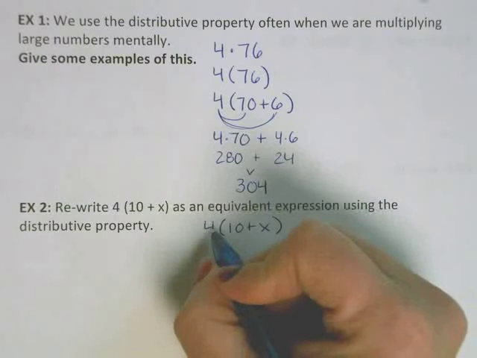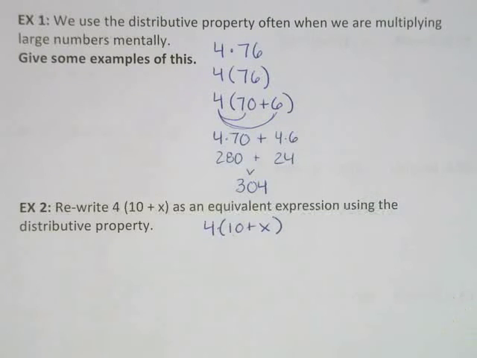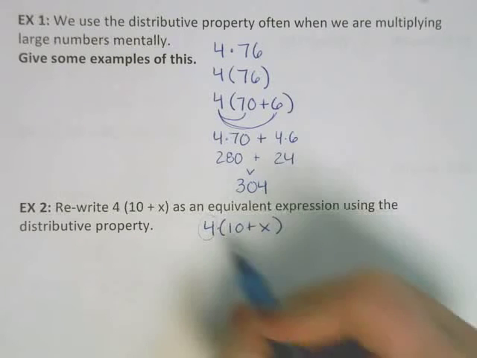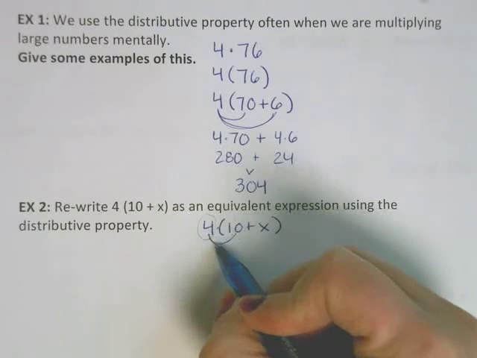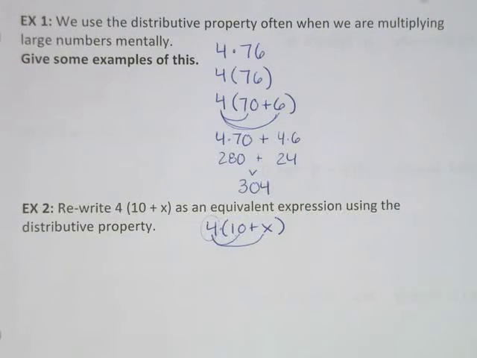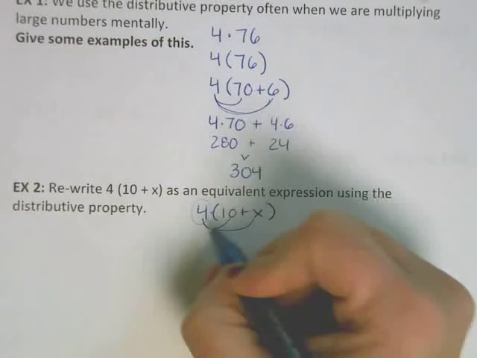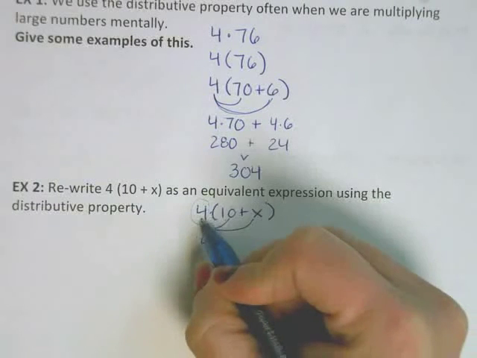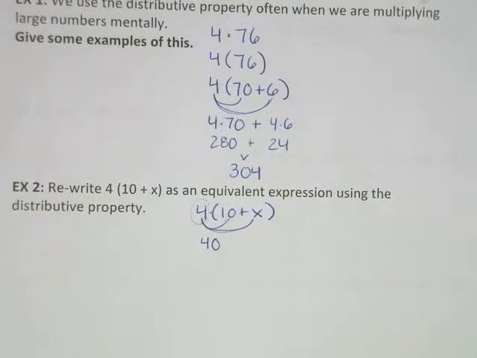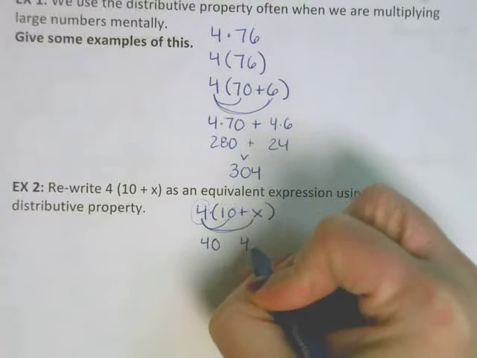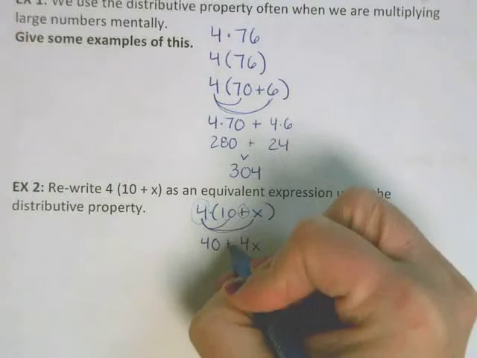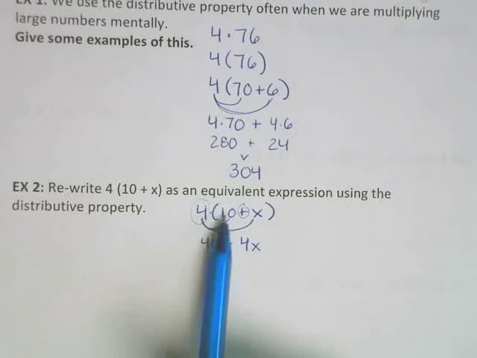But there's this number 4 that's being multiplied on the outside, which shows me that this is an example of the distributive property. I can take this 4 and I can multiply it by everything that's in those parentheses, and that will simplify this expression. So 4 times 10, what is 4 times 10? 40. And what's 4 times x? I don't know what x is, so I know it's 4 times x, or I could just write that as 4x. That means 4 times x, and this plus sign stays in between them. So 4 times (10 plus x) is the same thing as saying 40 plus 4x.